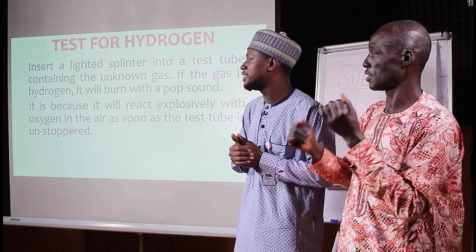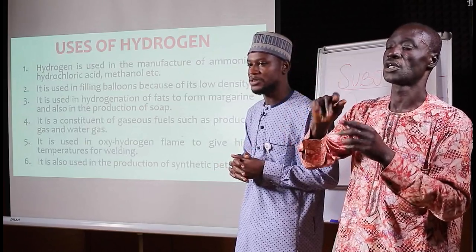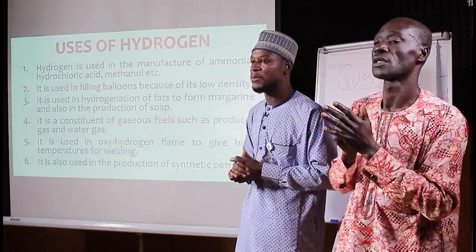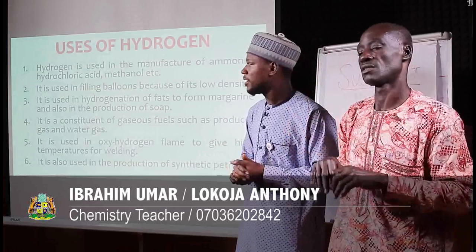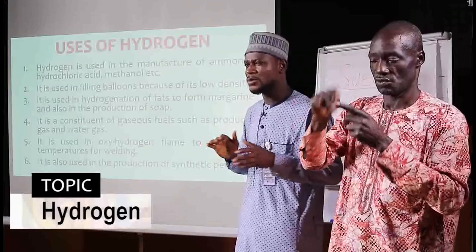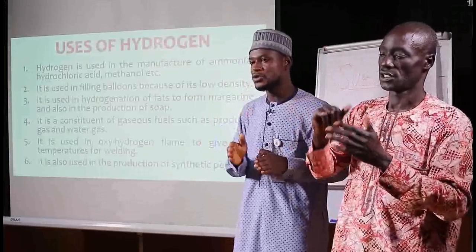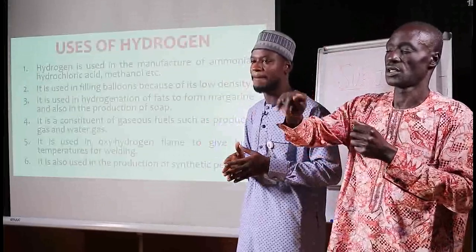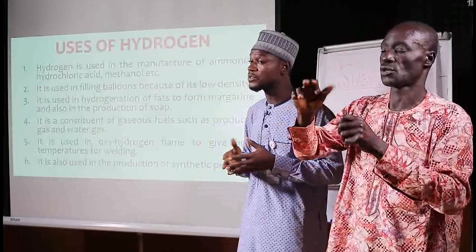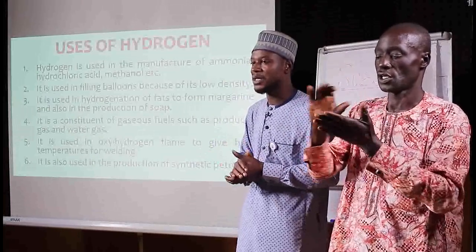Finally, we go to uses of hydrogen. Now, what are the uses of hydrogen? Because we said hydrogen is very important. Now, under uses of hydrogen, it is important to note that the first use of hydrogen is that hydrogen reacts with nitrogen to form what we call ammonia. And this ammonia is a source of raw materials for production of fertilizers and some other important chemicals.